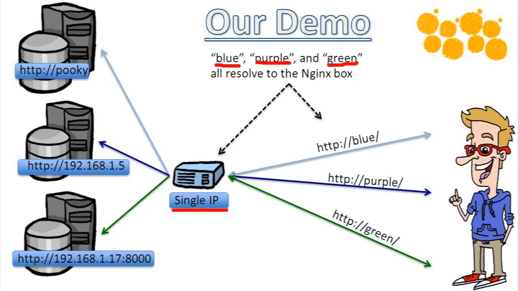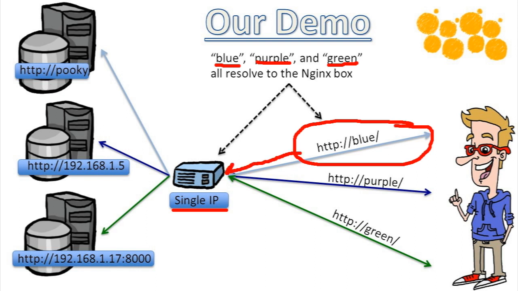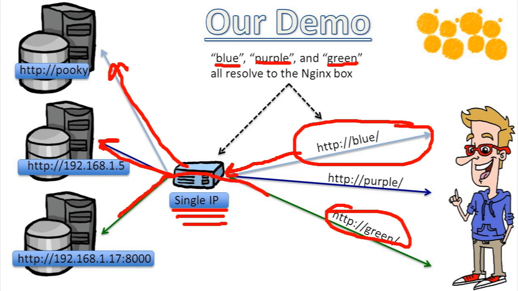However, when Frederick says, I would like http://blue, it's going to get the website from this Nginx server because that's its IP address. And the Nginx server is saying, you want blue? I will give you Pookie. And Frederick says, hey, I want http://purple. And then the Nginx server says, you want purple? I will give you 192.168.1.5. And the same thing with green. If you go to http://green, it's going to give you that.